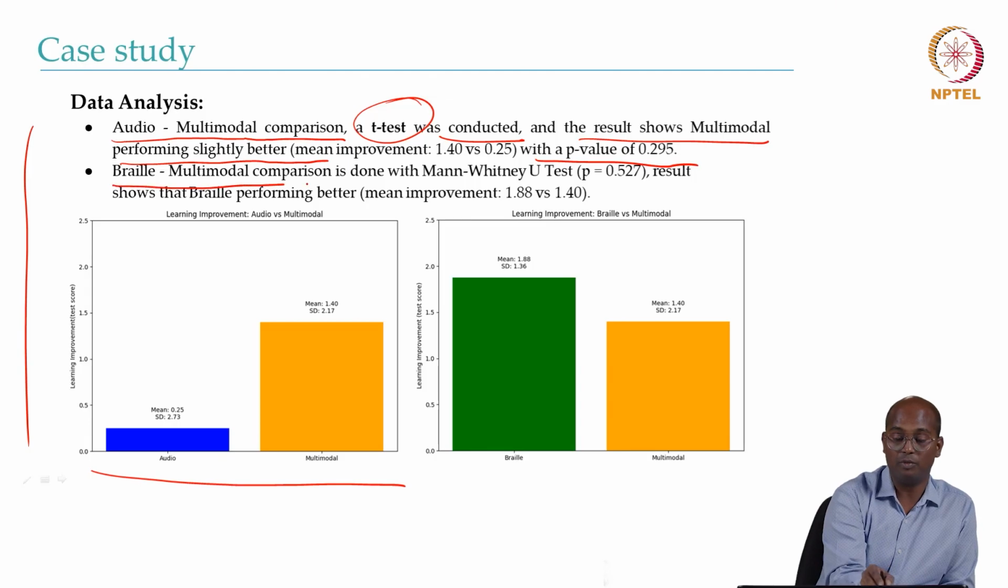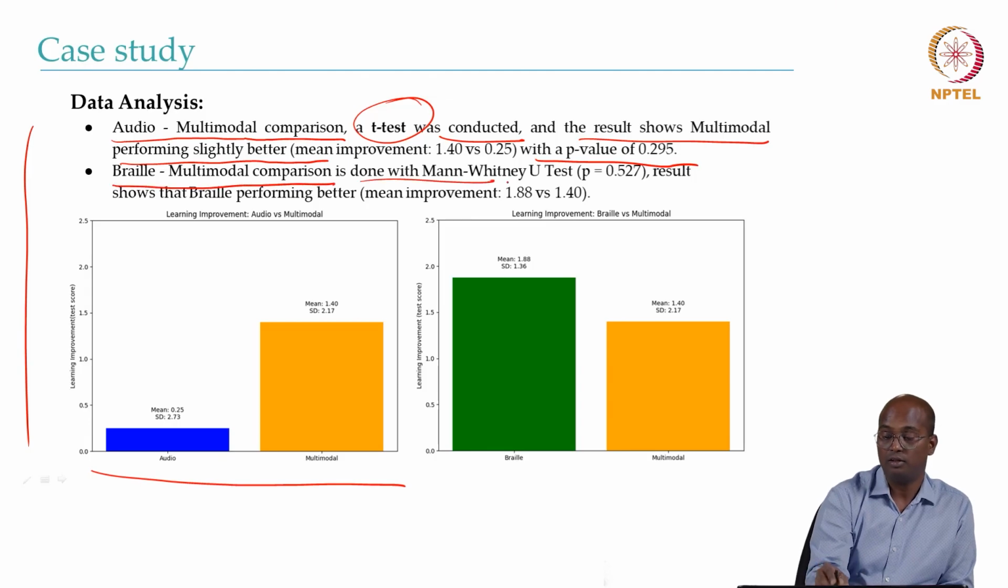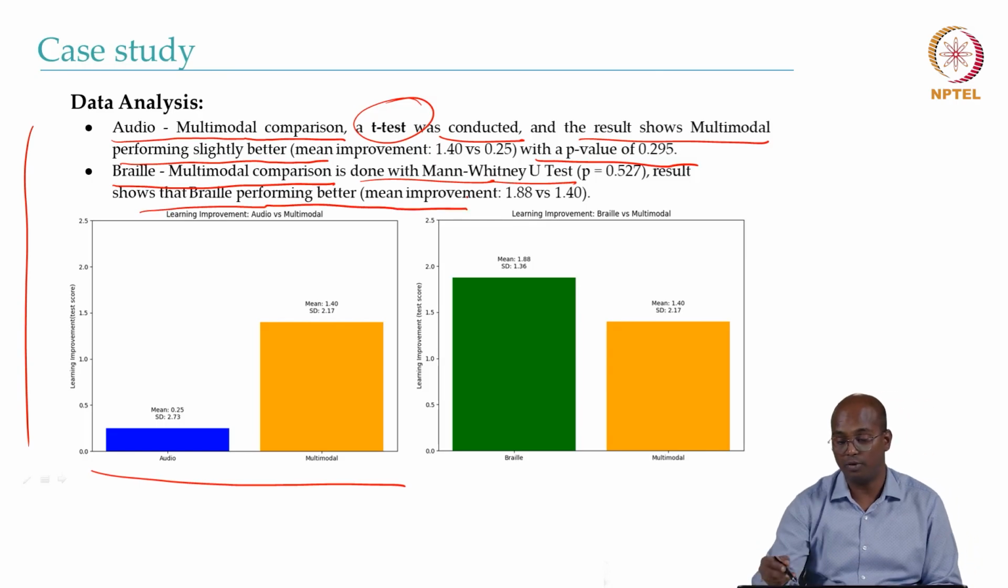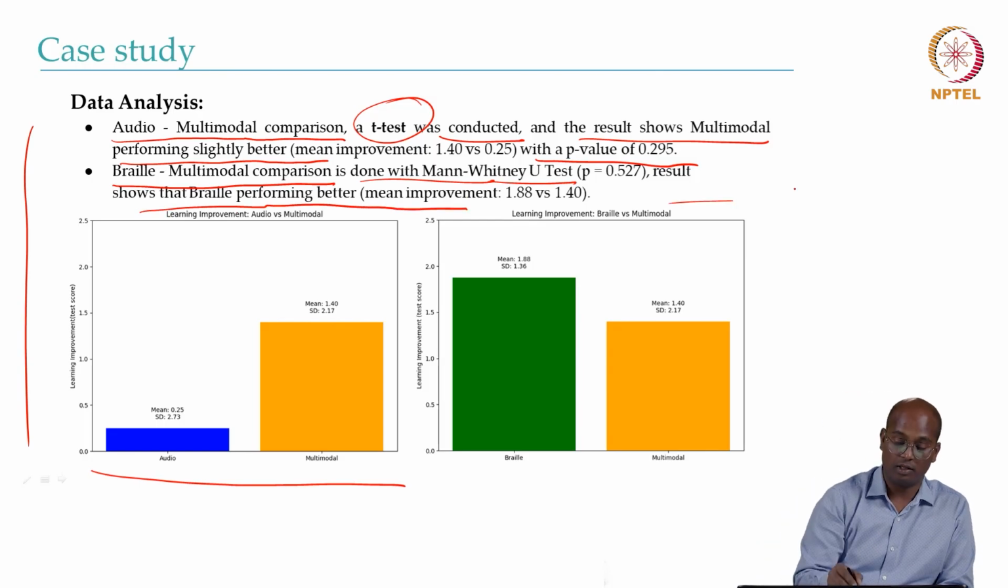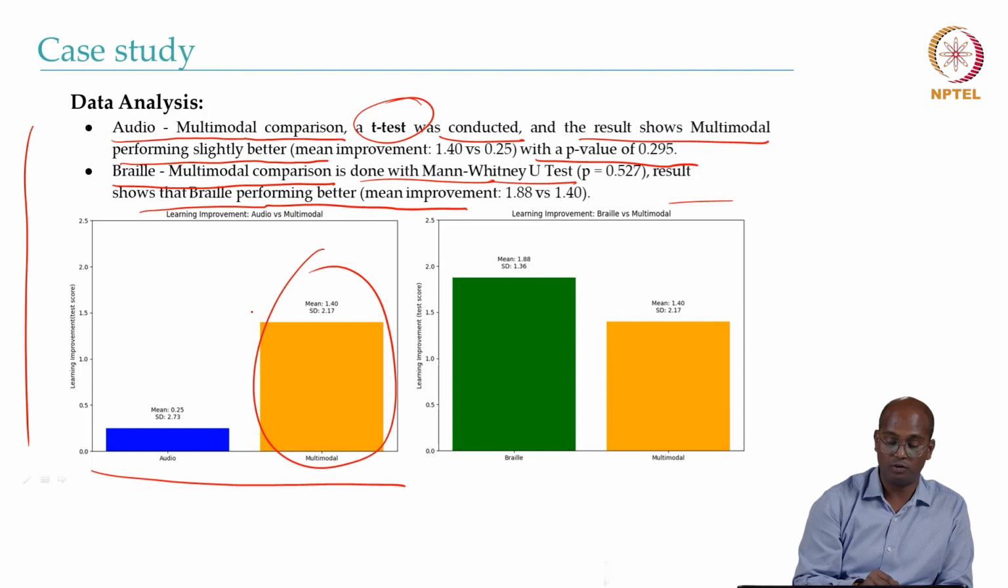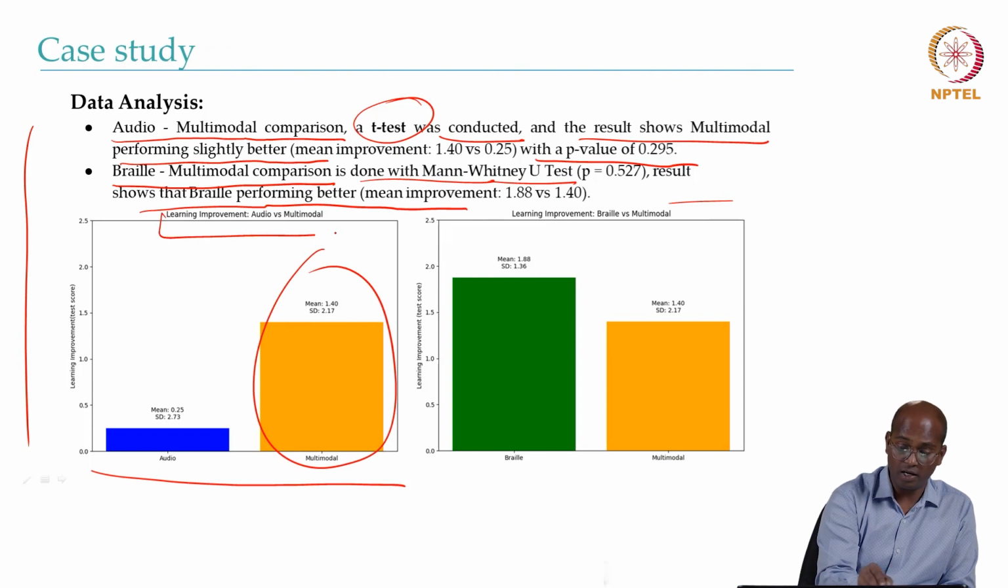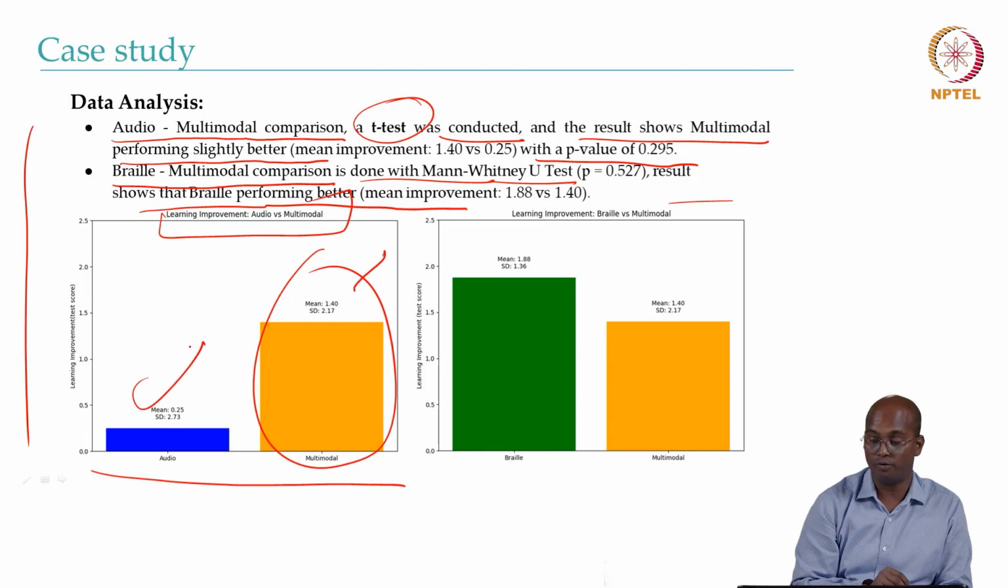Similarly, for the braille and multimodal comparison, a U-test was done, and in this case it shows that braille performs better, and so on. That is something you can see. At least here, for example, in this case it's showing a learning improvement with multimodality as compared to audio.